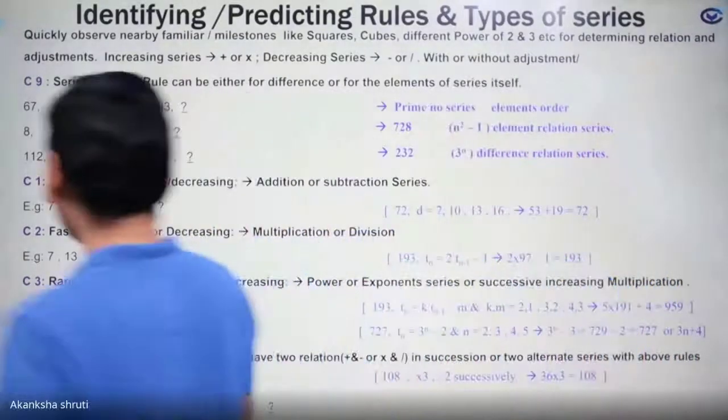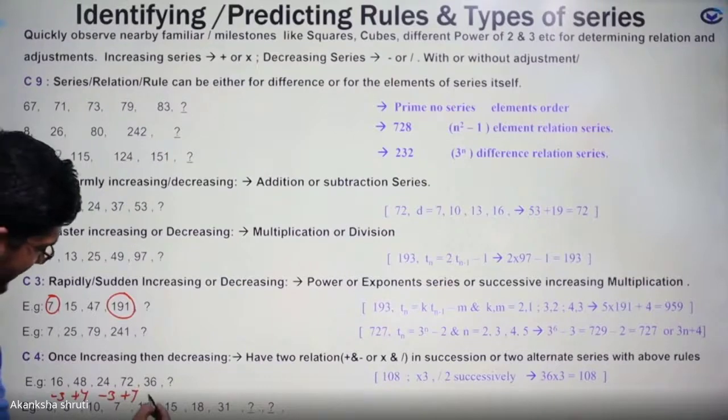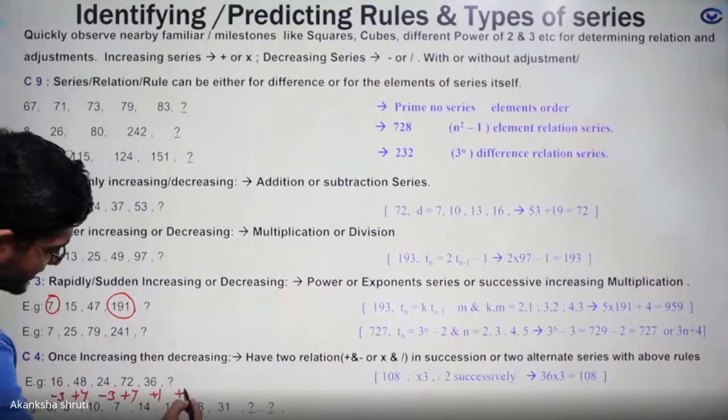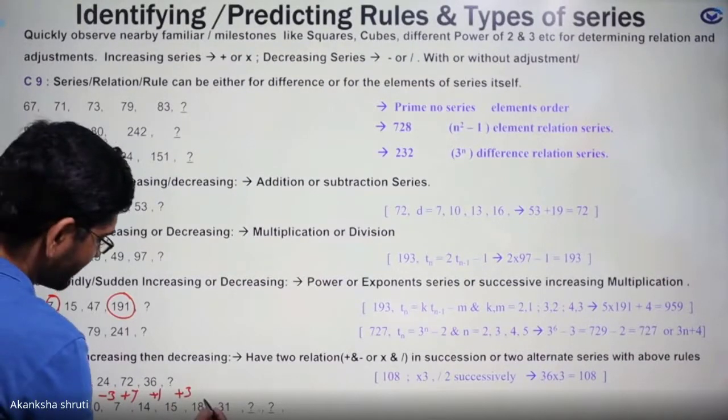So students, let us come to this question. 6, 3, 10, 7, 14, 15, 18, 31. Next two unknown terms. If we take the difference, 6 to 3 means minus 3. 3 to 10 means plus 7. Next, 10 to 7 means minus 3. 7 to 14 means plus 7. 14 to 15 is plus 1. 15 to 18 is plus 3, and 18 to 31 is plus 13.